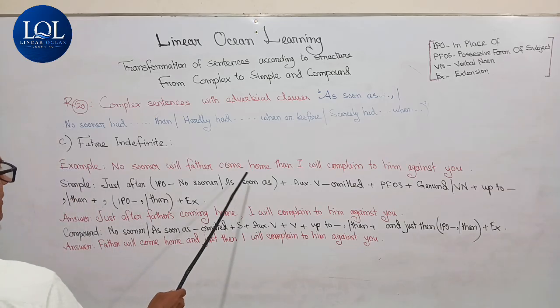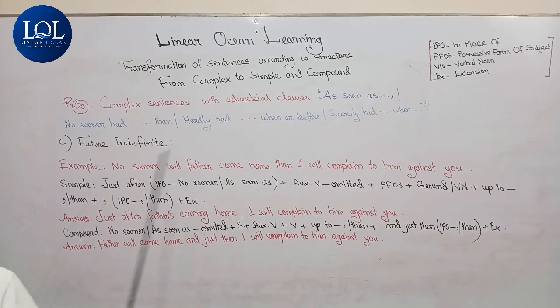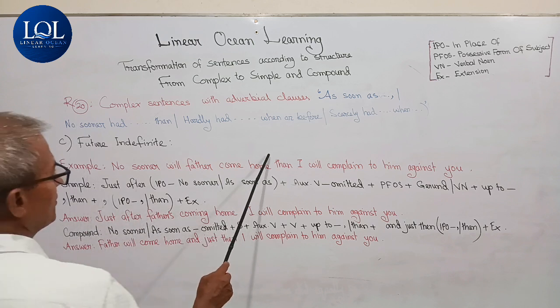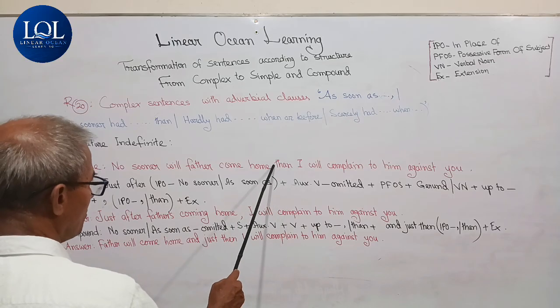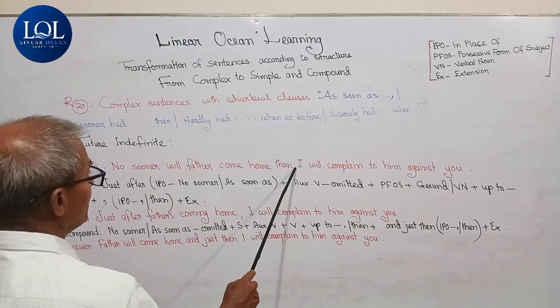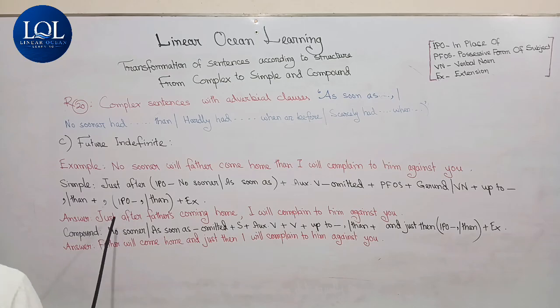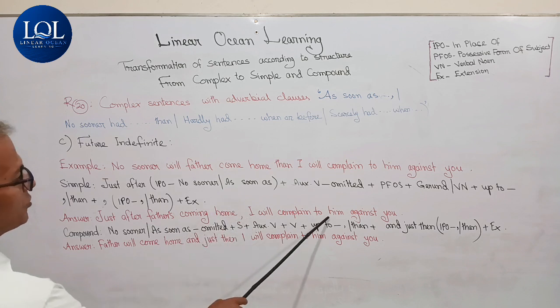Whatever there is up to comma or than, there is the word home only, then it will be home, plus comma, IPO comma or than. That means if it were comma, there will be comma, and if it were than, there would be comma, plus extension. If we follow the structure, the simple sentence we get is: Just after father's coming home, I will complain to him against you.